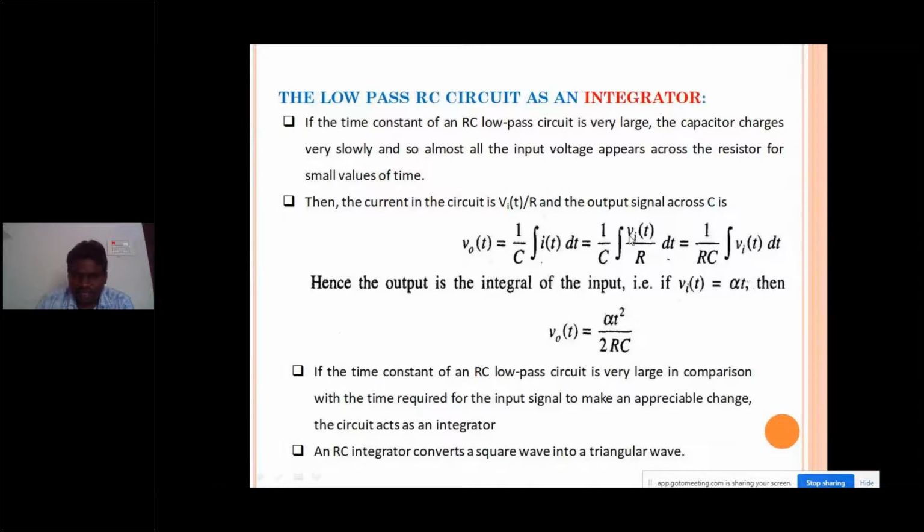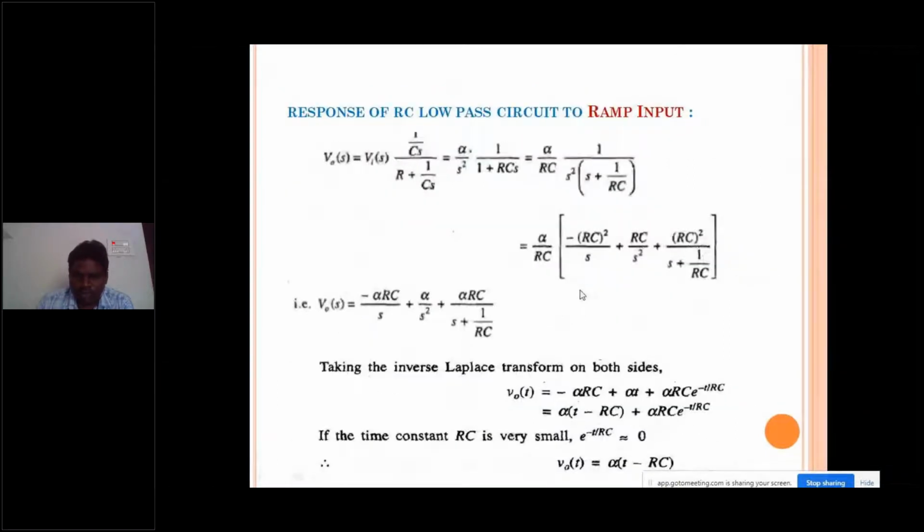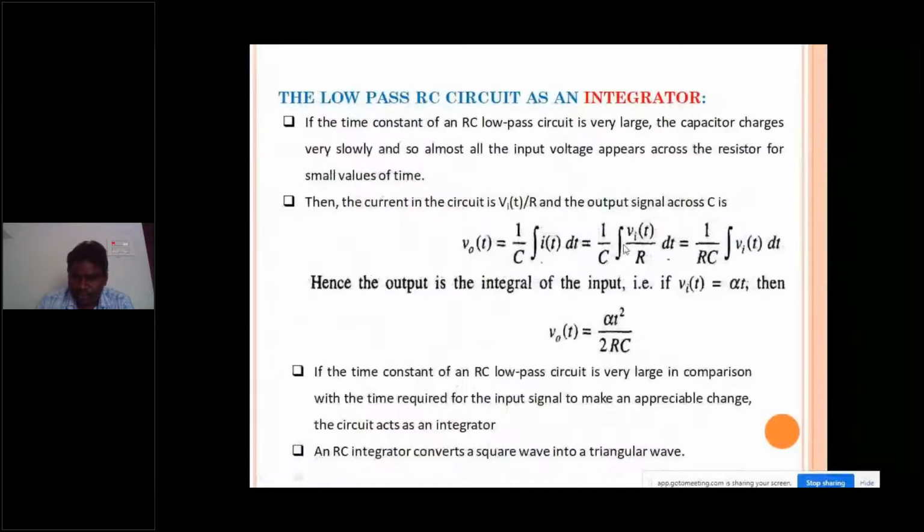Why am I writing I of t as Vi of t by R? Initially the capacitor acts as a short circuit. When the capacitor acts as a short circuit, the current in that loop becomes Vi of t by R, which means there exists only an R component in the circuit initially. That is why the current I of t becomes Vi of t by R. If I substitute this value, this is the equation. If I solve this, it is 1 by RC into the integral of Vi of t.